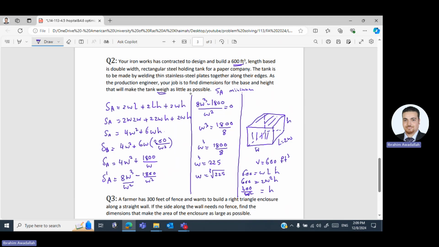Okay, they say here find the dimensions for the base and the height. Easily, the base will be L equal to the cube root of 225. The height from here, 300 divided by W squared, that means the cube root of 225, squared.